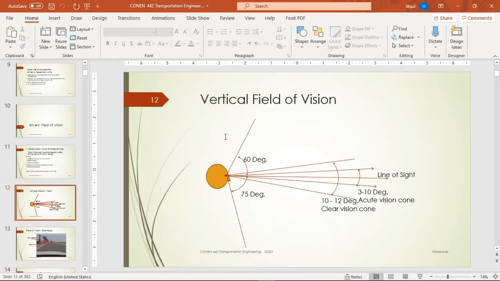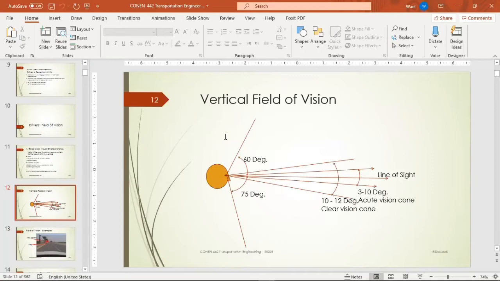Okay. The vertical field of vision covers 60 degrees above the line of sight and 75 degrees below the line of sight. But remember, these values are variable. It varies from one person to another. It depends on the anatomical structure of their eyes. Okay. By the way, out of this, this is 60 and 75. That's how much? That's 135 degrees. Okay. Only the acute vision covers from 3 to 10 degrees.